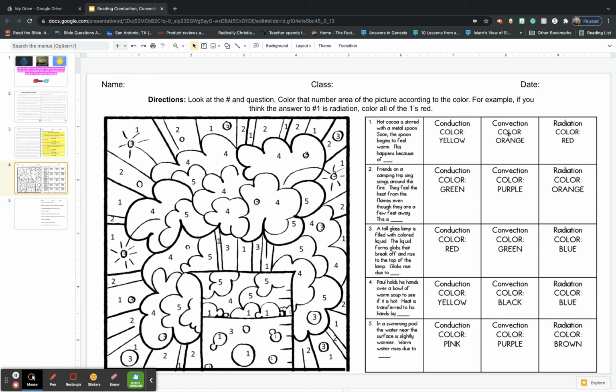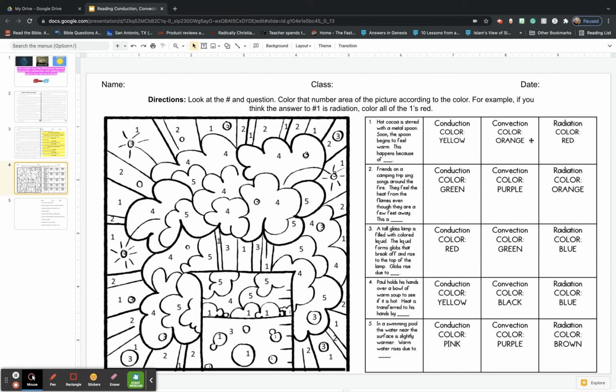That's actually going to be because the spoon is touching the hot liquid, right? Yes, I stirred it up, but it's still actually touching the liquid. All right. So that's not going to be radiation because it's not traveling through nothing. So red is not possible.